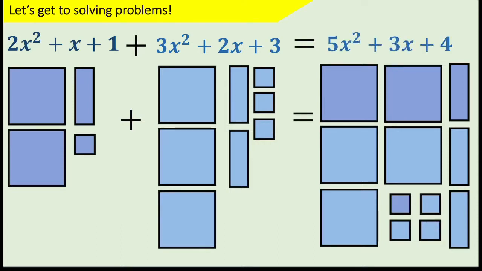And there we have it. So 2x squared plus 3x squared is going to give us 5x squareds. 1x and 2x is going to give us 3x's. And 1 and 3 is going to give us 4. So there's our representation with algebra tiles, and here's a representation with an expression for our answer.